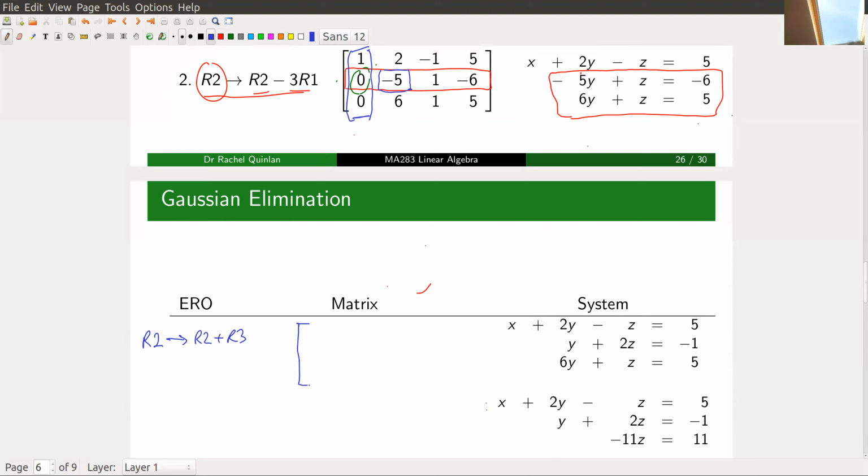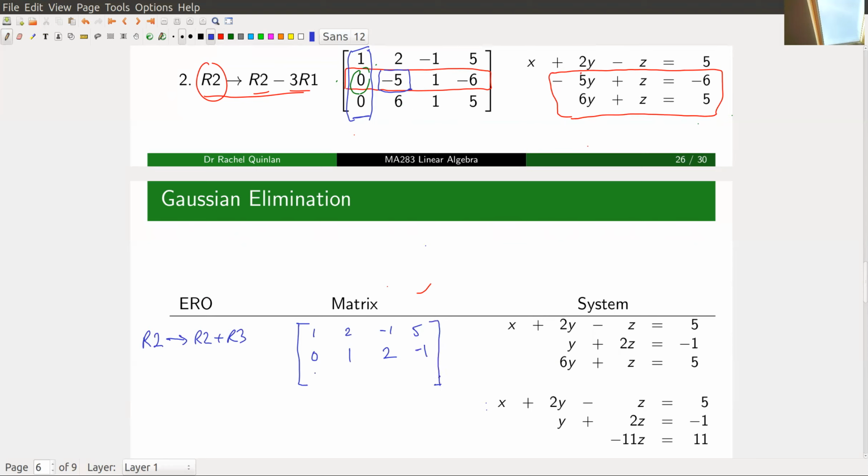Okay, so when we do it, we're not changing row 1. So we still have 1, 2, minus 1, 5 in the first row. The second row we are changing, and at every stage we're adding the entry in row 3 to the entry in row 2. So first we get 0 plus 0. That's always going to still be 0, because that 0 in position 1 of row 2 only has zeros below it. We have minus 5 plus 6, that's 1. We have 1 plus 1, that's 2. And we have minus 6 plus 5, that's minus 1. So that's what we get in row 2.